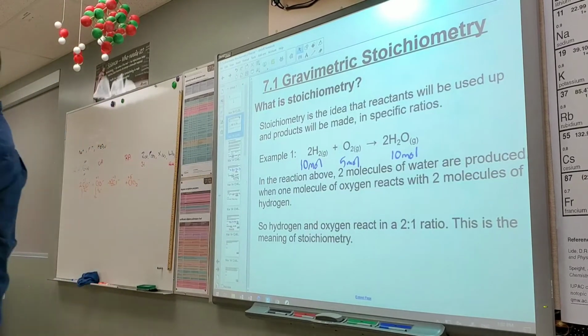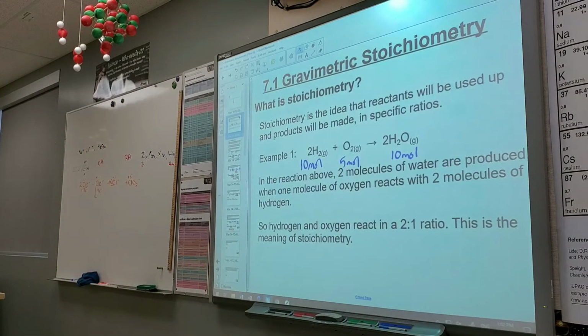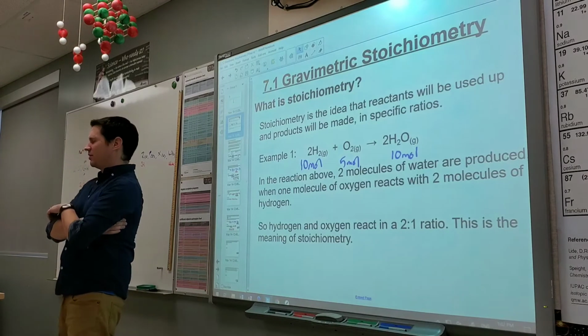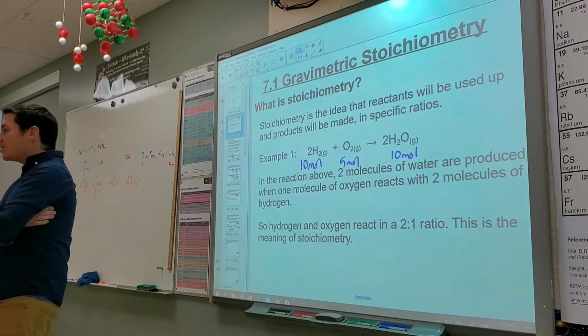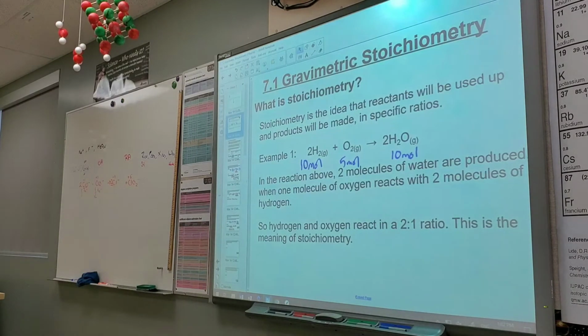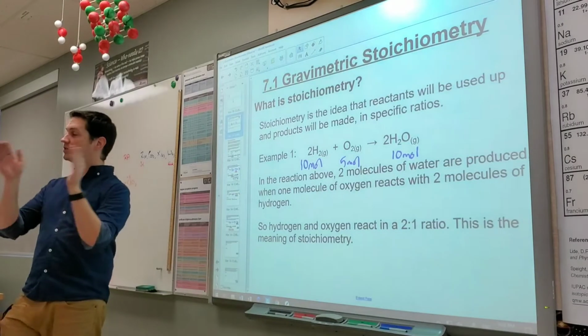So yesterday we were talking about this idea of stoichiometry. And stoichiometry is just a big fancy word for if you have this much of this, how much of this. That's all it means. Every single stoichiometry problem will always involve the two words molar ratio, because the molar ratio relates one thing to another.